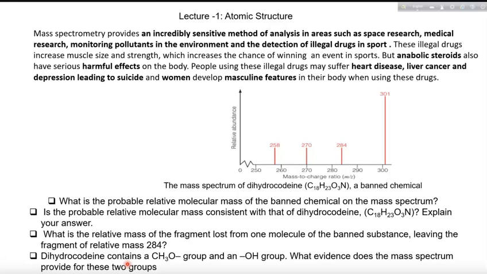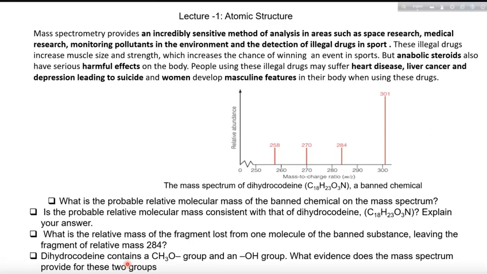A mass spectrometer is an incredibly sensitive method of analysis. In which fields do we use it? We use it in research, in medical research, monitoring pollutants in the environment, and also detection of illegal drugs in sports. You know, there are some sports people using illegal drugs to win sports events. That is a steroid, anabolic steroids.